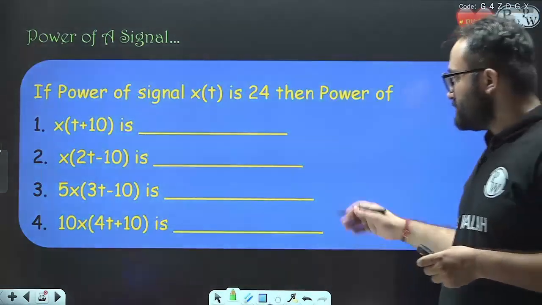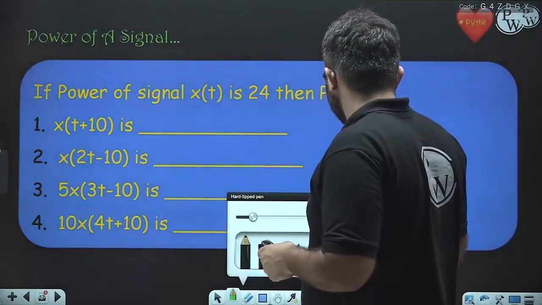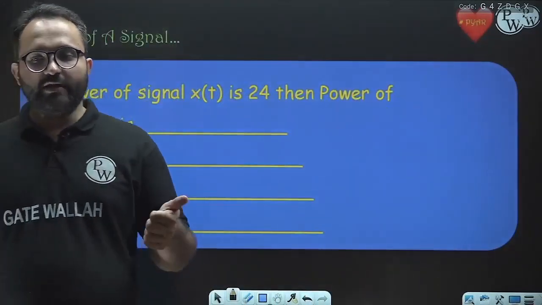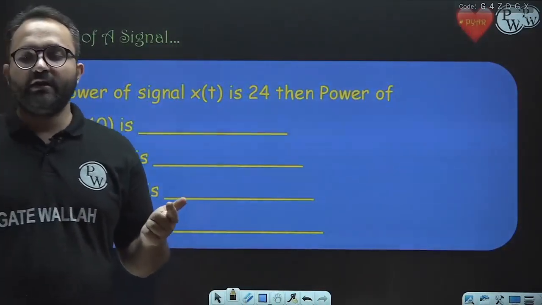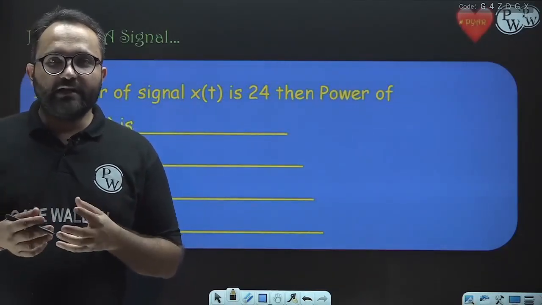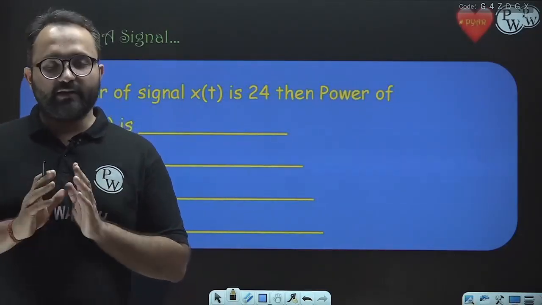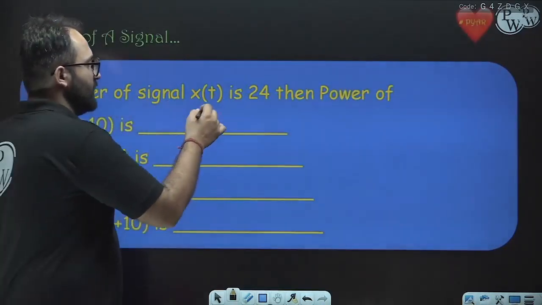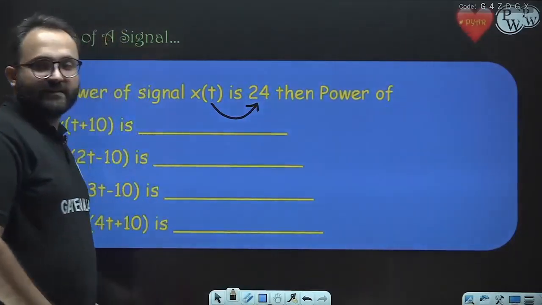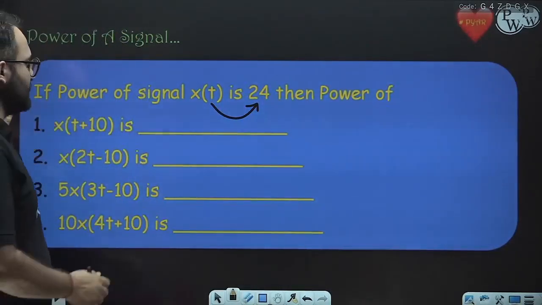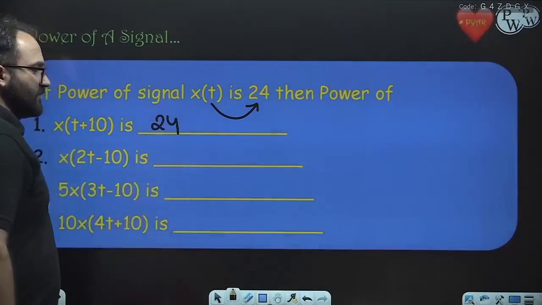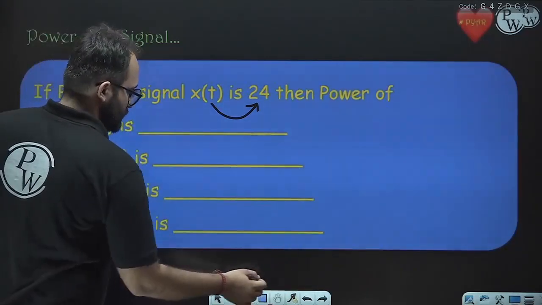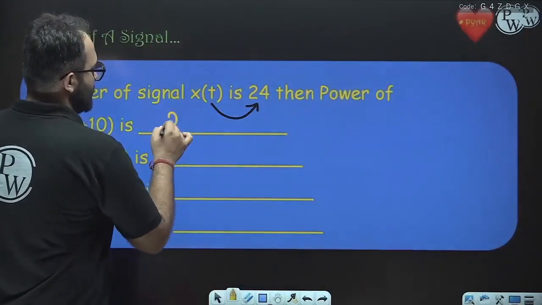Now let us practice this in this question. Shifting does not affect the power, first point. Scaling does not affect the power, second point. And the third point is, when we multiply any signal by a constant, the power gets multiplied by the constant square. So if x(t) has power 24, then x(t) plus 10 will have power 24. Scaling does not affect the power, so the answer will be 24.